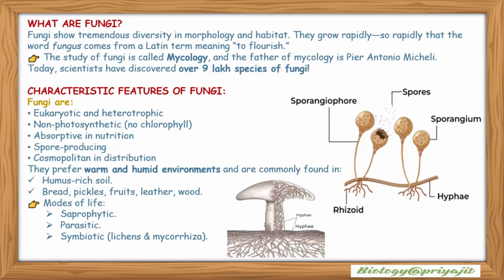Characteristic features of fungi. Fungi are eukaryotic and heterotrophic. They are non-photosynthetic. They have no chlorophyll. They are absorptive in nutrition. They are spore-producing organisms. They are cosmopolitan in distribution. They prefer warm and humid environments, and they are commonly found in humus-rich soil, bread, pickles, fruits, leather, and wood. Their modes of life: they are saprophytic, parasitic, and symbiotic. They are either lichens or mycorrhiza.